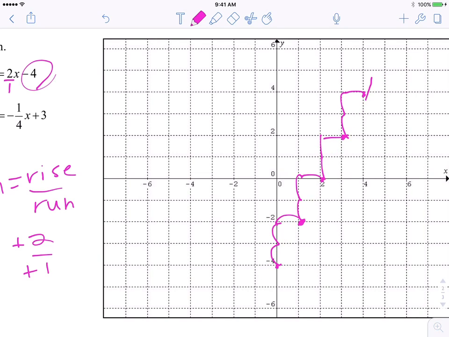That wasn't the greatest line. I can graph my line as such. I could probably do that a little bit straighter, but it is a straight line, and it runs through -4.